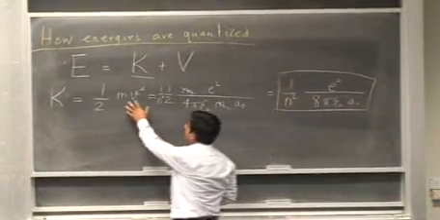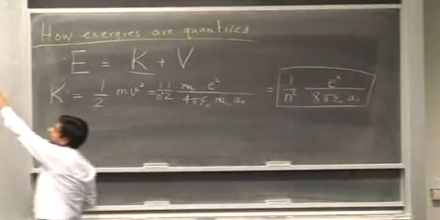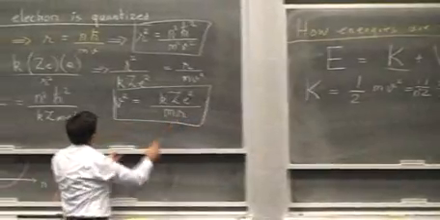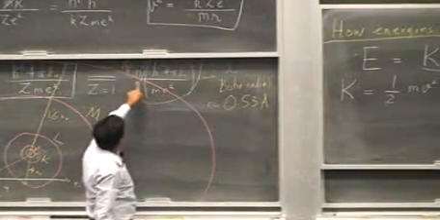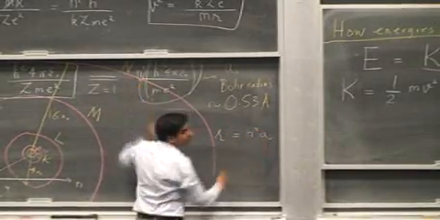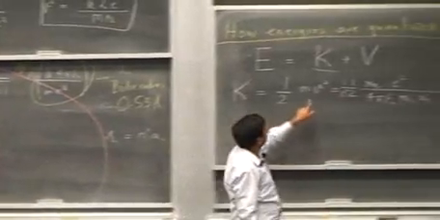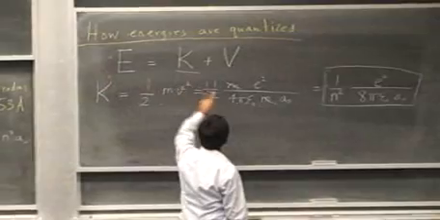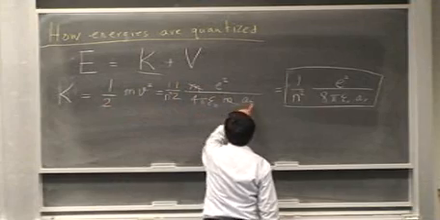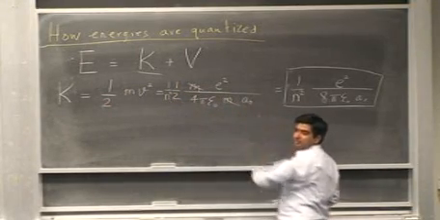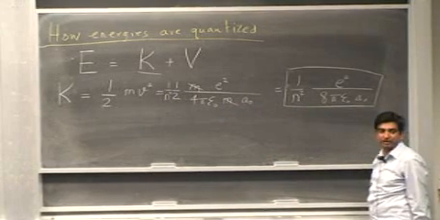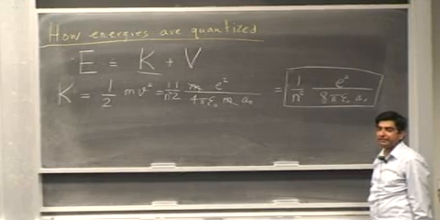Why not? K is half m v squared. What is v squared? v squared is given by this expression. What is r? r is given by this expression, n squared a naught. So I just put in the value of v squared from the top. v squared is Z is 1, e squared, k is 1 over 4 pi epsilon naught m into r. r is n squared a naught. So this is my kinetic energy. Is it quantized? Yes, the kinetic energy is quantized.